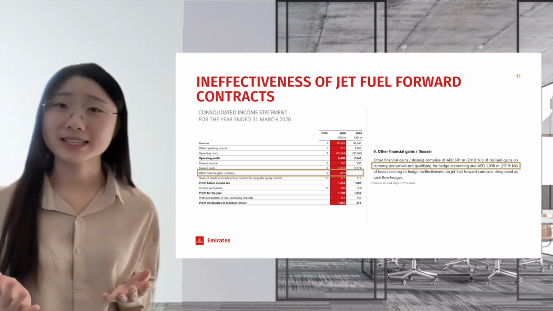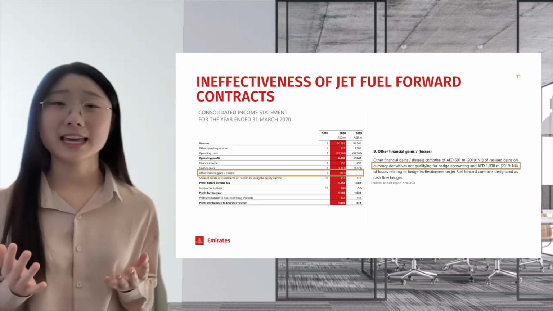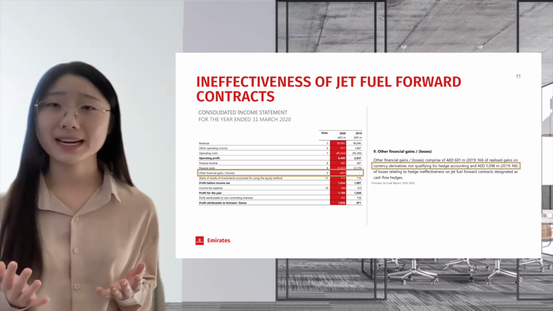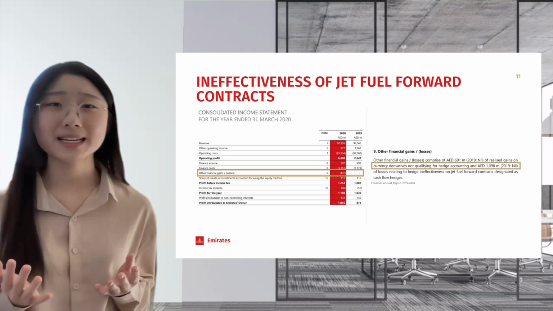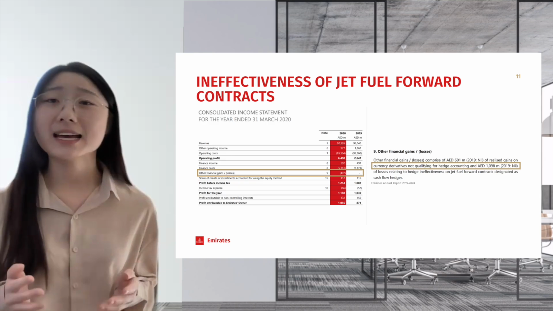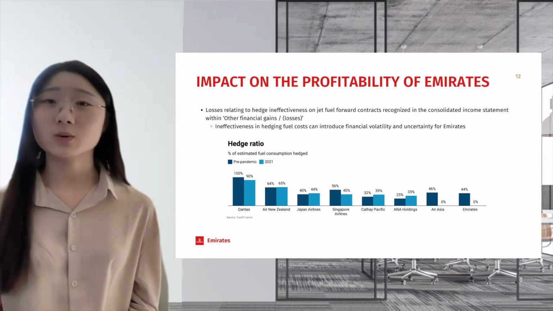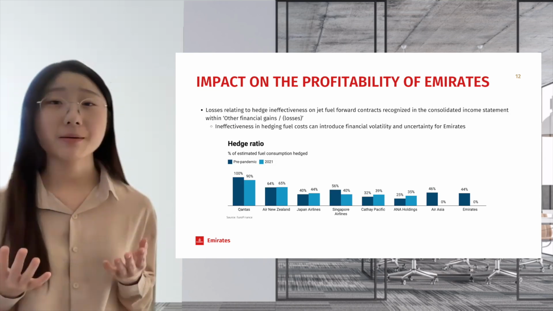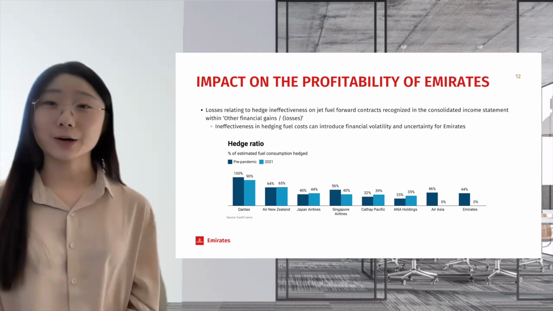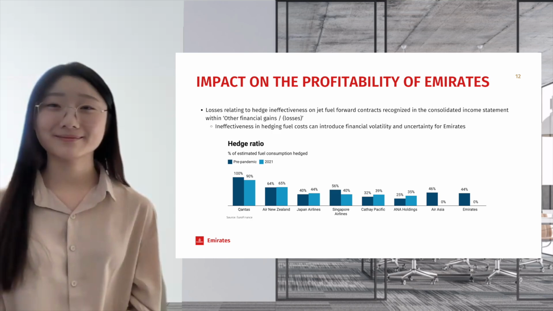Unplanned financial losses can impact the airline's cash flow and overall financial stability, hurting the profitability and potentially hindering the ability to navigate challenging market conditions effectively, such as the pandemic. We can also see that consequently, Emirates stopped using fuel derivatives post-pandemic. I'll now pass on to Robin.